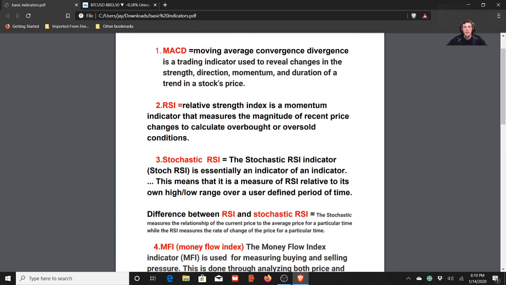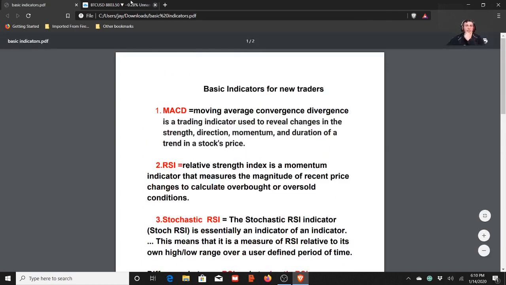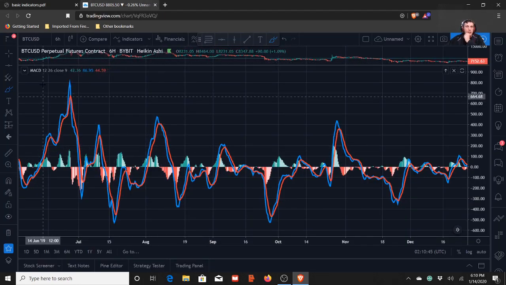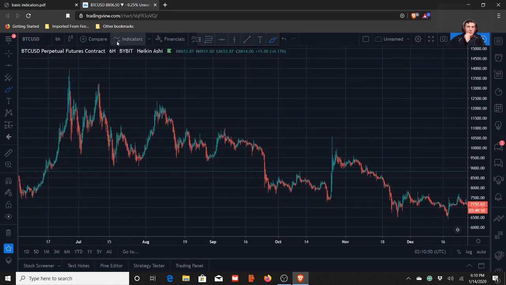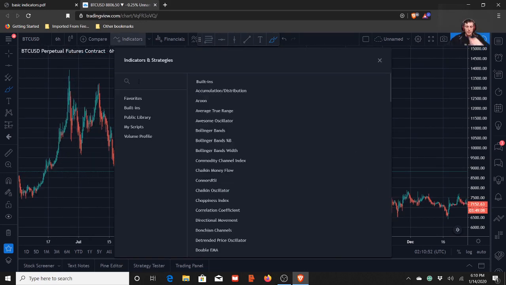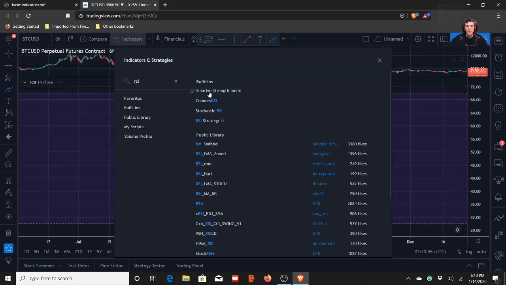Okay, we'll go ahead and get right into some examples. Same thing with the RSI. You are just going to go to your indicator tab. You will type it in, and it's the very first one.